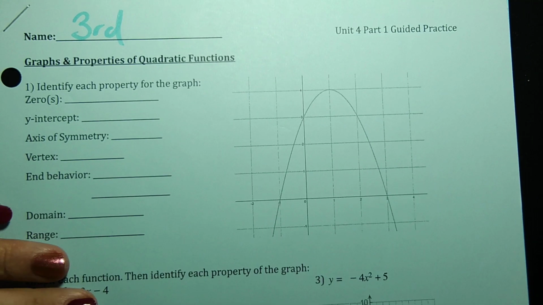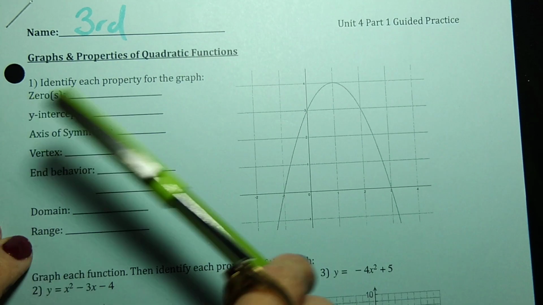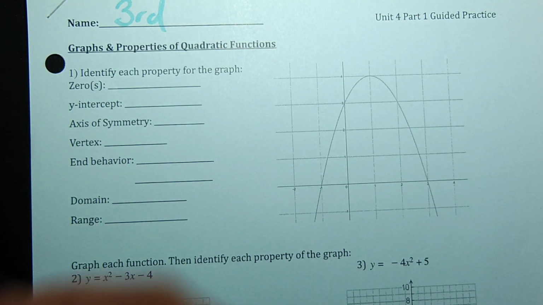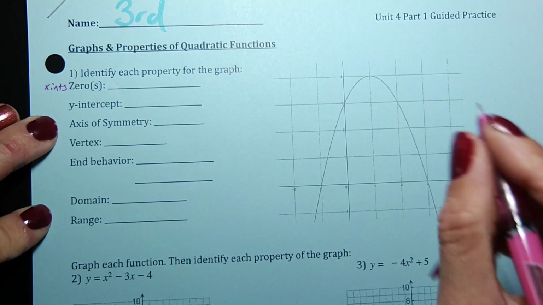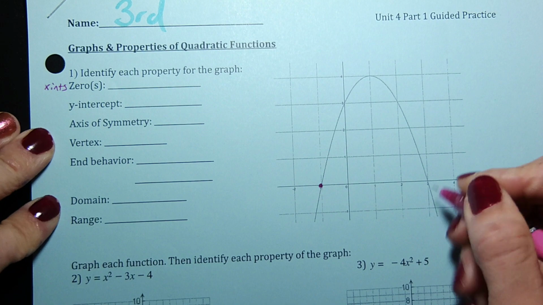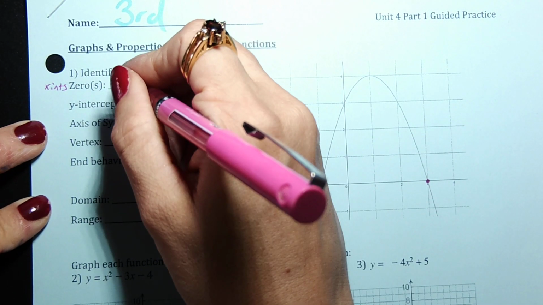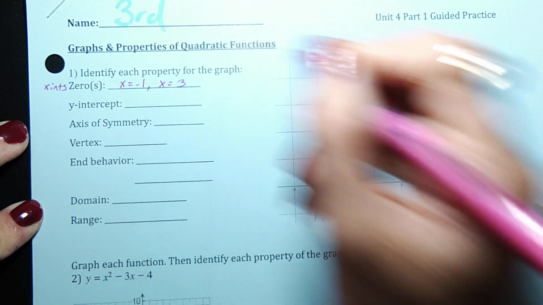One of the guided practice packet, and we're going to be doing a review of all the stuff that we learned yesterday about quadratics. So first, identifying each property for the graph based on just the graph being given to us. So zeros, remember, are the x-intercepts. Does this graph have x-intercepts? Yep. One at -1 and one at +3. So we say x equals -1 and x equals 3.